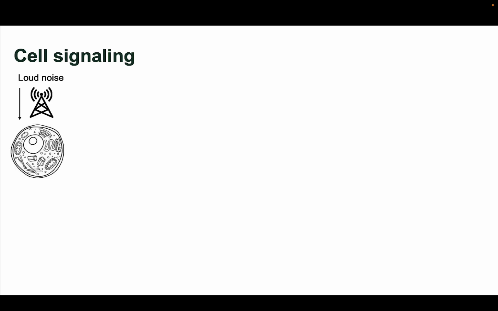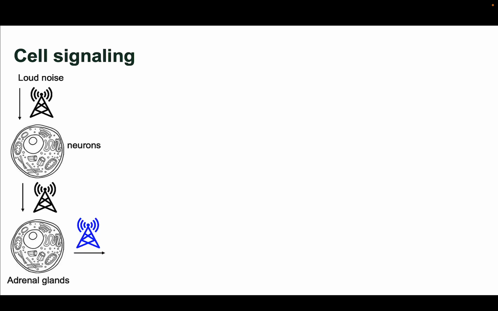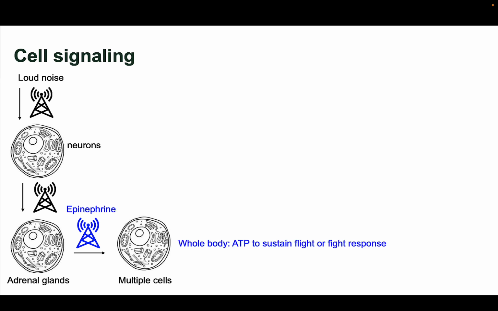So when there's a loud noise that scares you, your neurons will detect this, and they'll send a signal to your adrenal glands. And your adrenal glands will start producing the lipid-insoluble hormone epinephrine. And epinephrine will be picked up as a signal by multiple cells throughout your body. And they will coordinate this whole organism response to make more ATP.